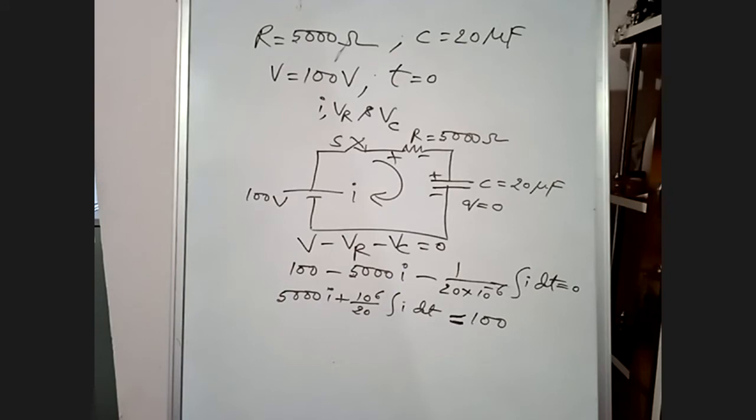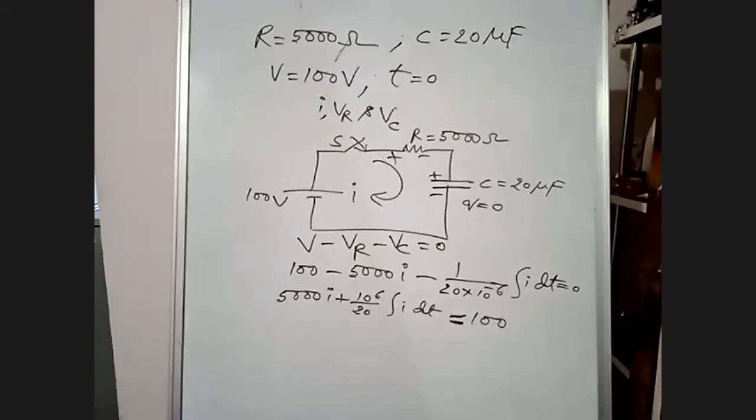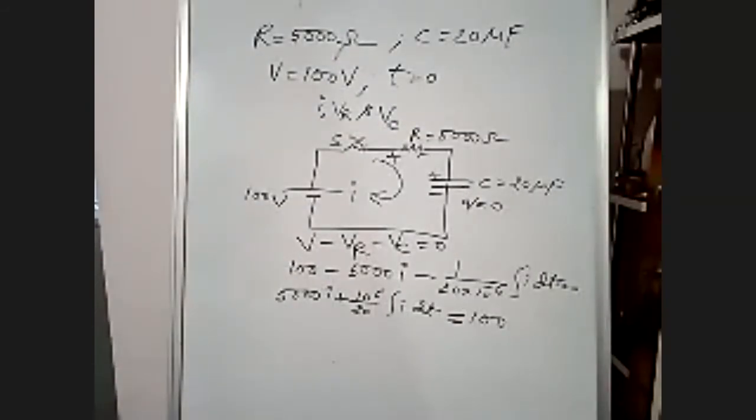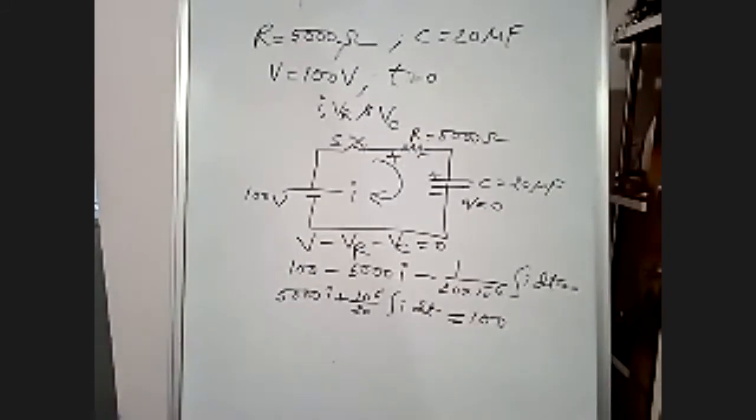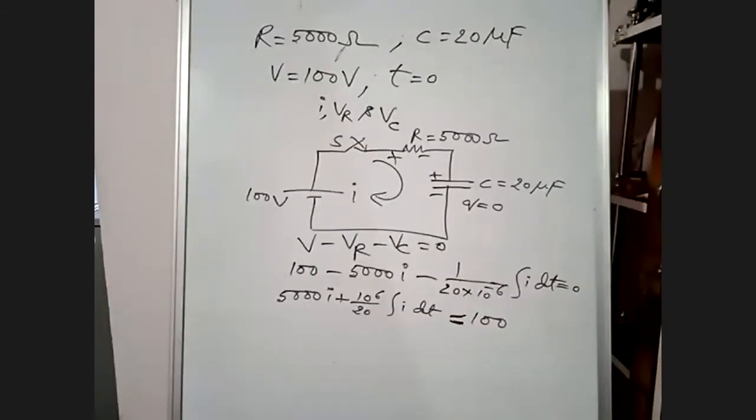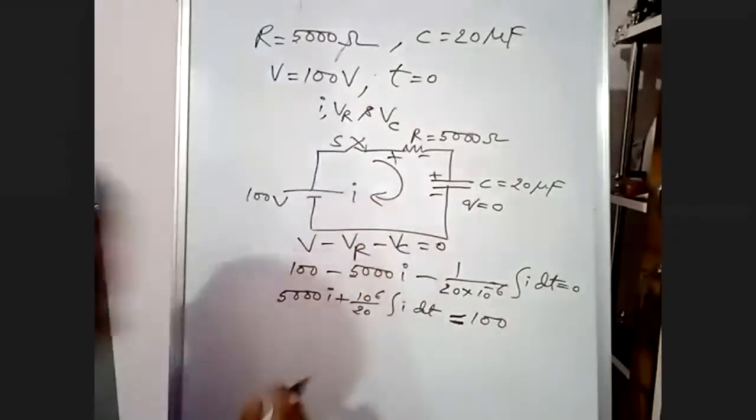So now for applying the first order differential equation, what you have to do? We have to get di by dt. That means the integration should not be there. We should not have integration in the equation. That integration has to be removed. For removing the integration, what you will do? Differentiate, apply the derivative on both sides.